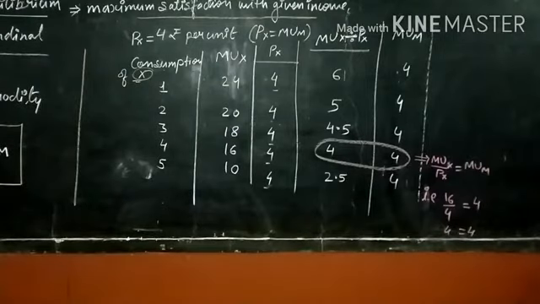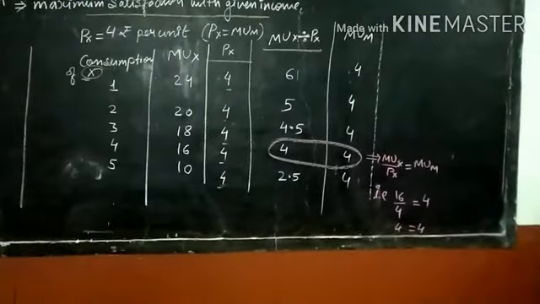And 18 divided by 4, it is 4.5. 16 divided by 4, it is equal to 4. 10 divided by 4, it is equal to 2.5. So, by dividing marginal utility of X by price of X, we are getting 6, 5, 4.5, 4, 2.5. And marginal utility of money, we assumed that MUM and PX is equal and it is 4, 4, 4.